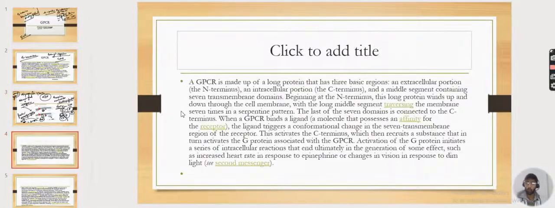So we got to know about GPCR. Now we have further information about GPCR, and we'll revise this GPCR.